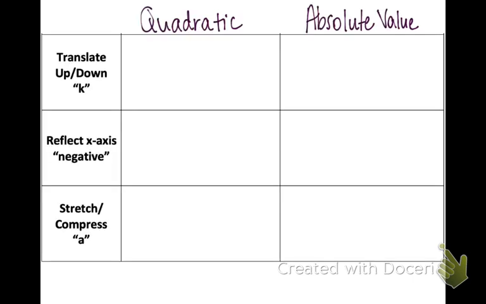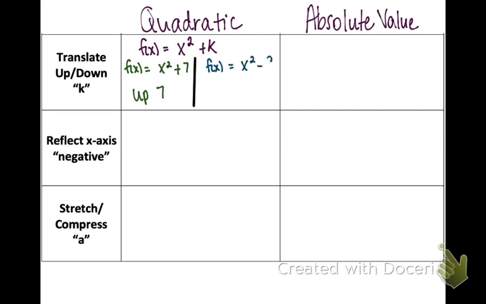Next, we're going to move on to up and down. This one is much more intuitive, and up is going to be a plus, and down is going to be a minus. So for our quadratics, we've got a k value here. So it's x squared plus k. Notice that k is on the outside. It's not inside the parentheses with the x. So if we have x squared plus 7, that would be up 7. And x squared minus 9 would be down 9.